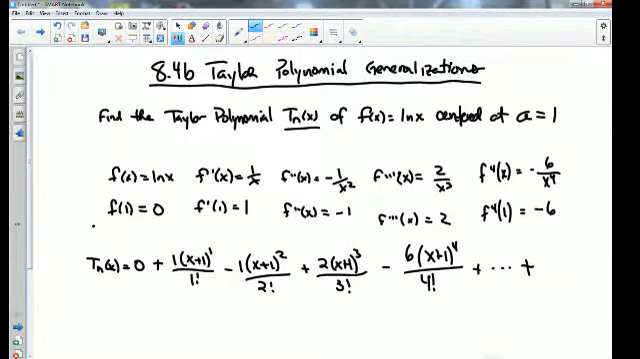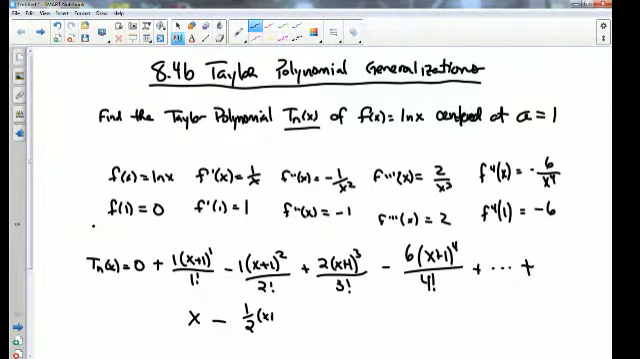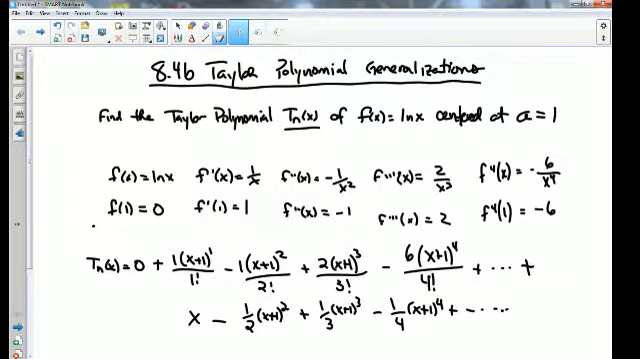Let's see, this is x, minus a half x plus 1 squared, plus 1/3 x plus 1 cubed, minus, is that a fourth? Oh, hallelujah. This is looking better every day. That's ugly.